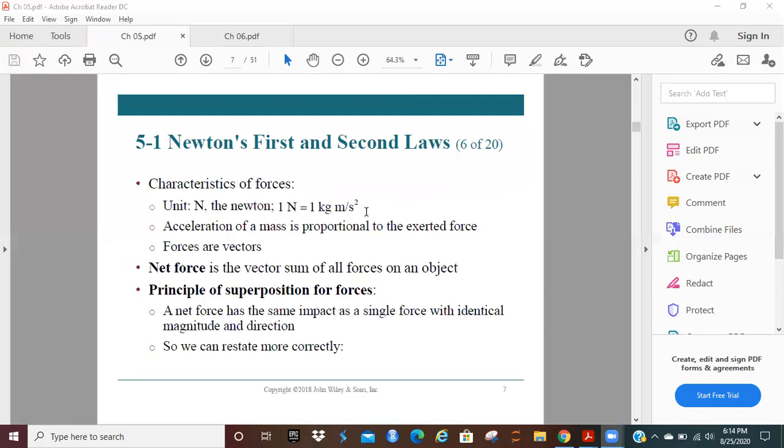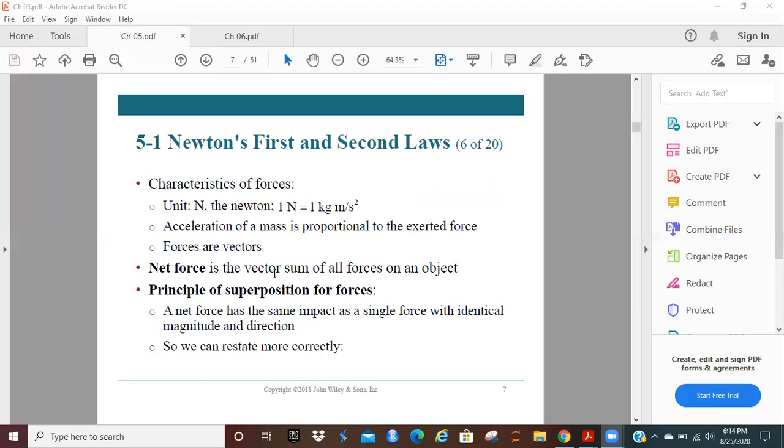So how is it measured? Forces are measured in terms of newtons, and the unit for newtons is N. 1 Newton is 1 kilogram meter per second squared. So the acceleration of a mass is proportional to the external force, and forces, of course, are vectors.